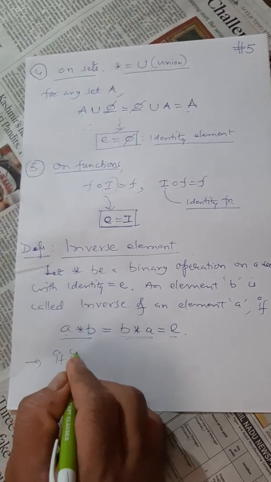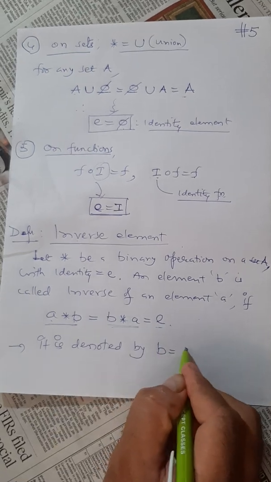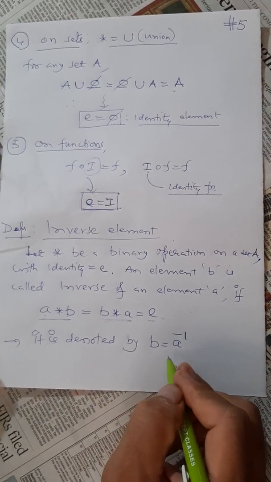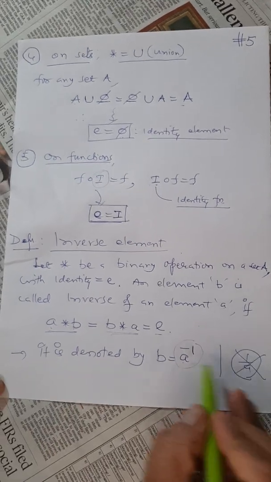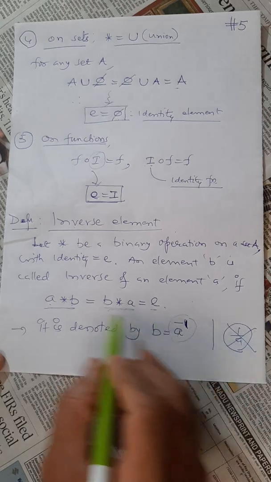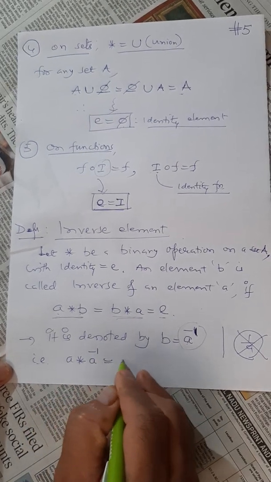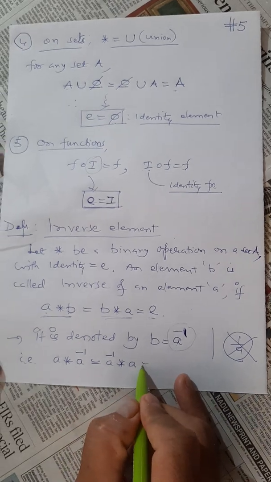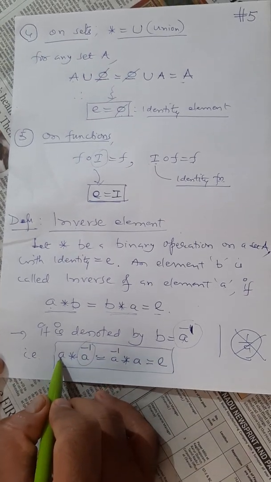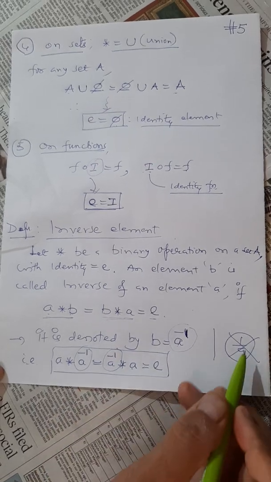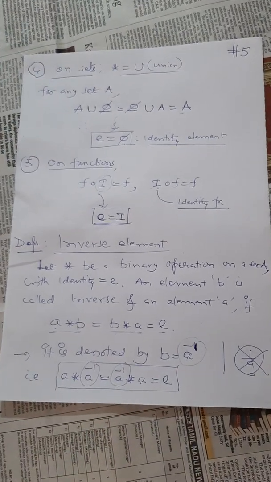It is denoted by this symbol: B equals the inverse of A, so we write A raised to minus 1. You are very much familiar with this symbol. This is read as inverse of A. It does not mean 1 upon A, remember. That is, A asterisk A inverse, that is A raised to minus 1, and if you do the reverse, A inverse asterisk A, the answer must be identity. So one element is said to be the inverse of the other if their asterisk must be the identity element, as you know from matrices and functions.